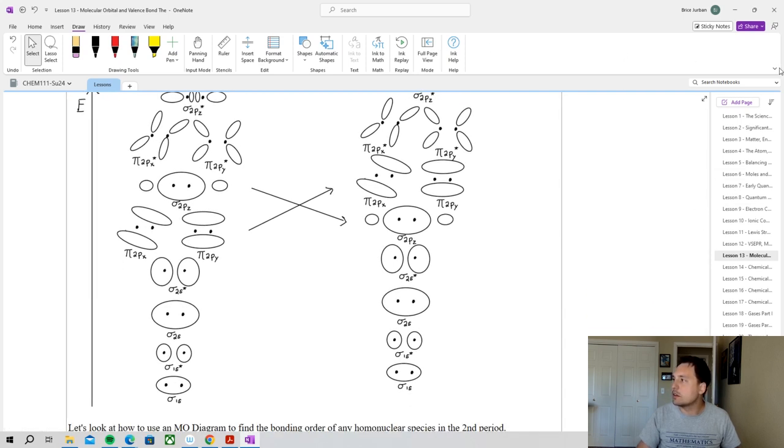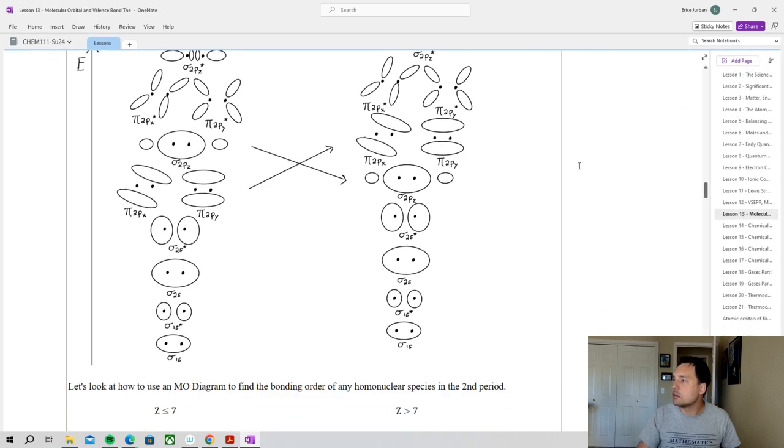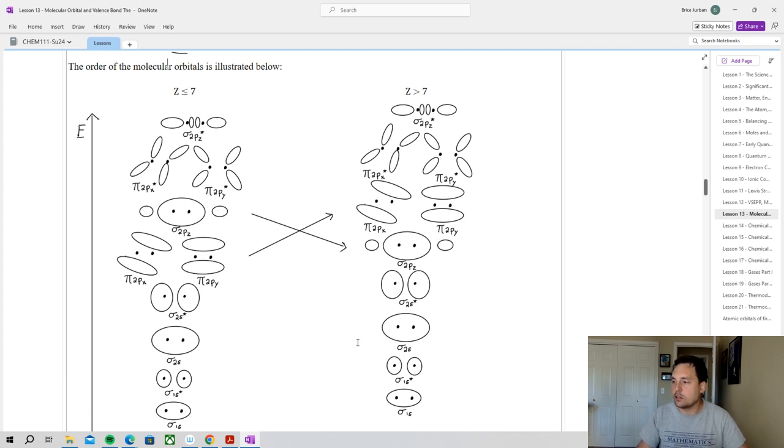So I drew all these orbitals here just to show you how they compare. Let me get rid of this. Okay, so we can see here all of our orbitals, lowest energy at the very bottom down here, and then highest energy all the way up here at the top. And then when we get to oxygen, which has an atomic number of 8, the sigma 2pz orbital drops in energy below the pi 2px and pi 2py.